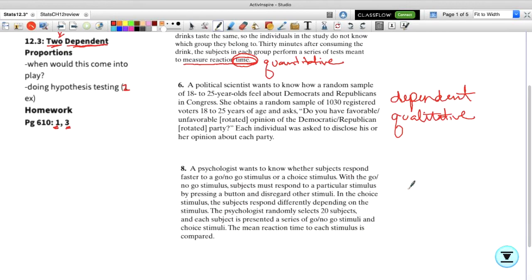This means that it is dependent, just like the one above, right? It's the same people that are being asked the same questions or different questions above. So the same people are going to be in both of those groups, okay? Then the mean reaction time. So the average is what we're looking at here, but it would be reaction time. So it's the amount of time. So that would mean that it is quantitative because we're measuring how much time.